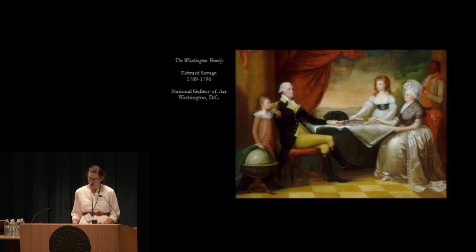Today, I have chosen just such a work, a canonical portrait of the Washington family by Edward Savage from the 1790s in the collection of the National Gallery of Art. Set at George Washington's plantation of Mount Vernon, the first president is joined by his wife, Martha, and children. Spread upon the table is a map of the new capital, Washington City.